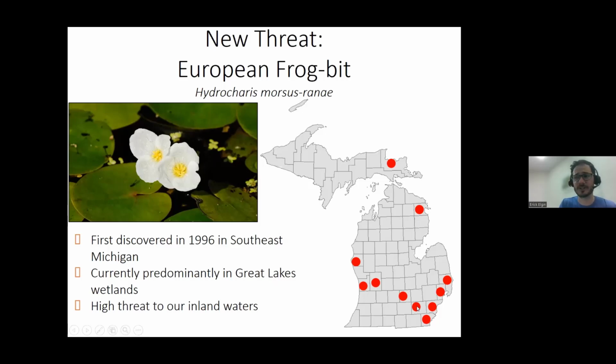But we've started to see in the last few years, specifically after 2016, that we've started to detect it in multiple inland waters: Pentwater Lake, the lower Grand River, Reeds and Fisk Lakes in Grand Rapids, Dansville State Game Area, and then a few lakes in the Pinckney-Waterloo area.